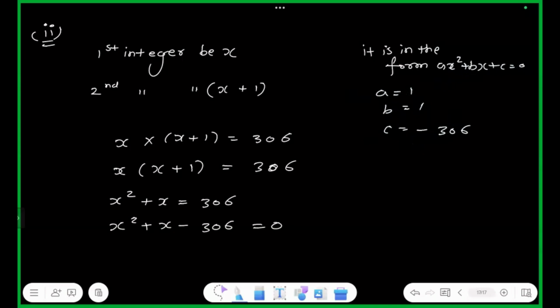Understood? Now see question number 3. Question number 3 is Rohan's mother is 26 years older than him. The product of their ages 3 years from now will be 360. We would like to find Rohan's present age. I don't know what is Rohan's age, and I also don't know what is Rohan's mother's age. So I will let Rohan's age be x.